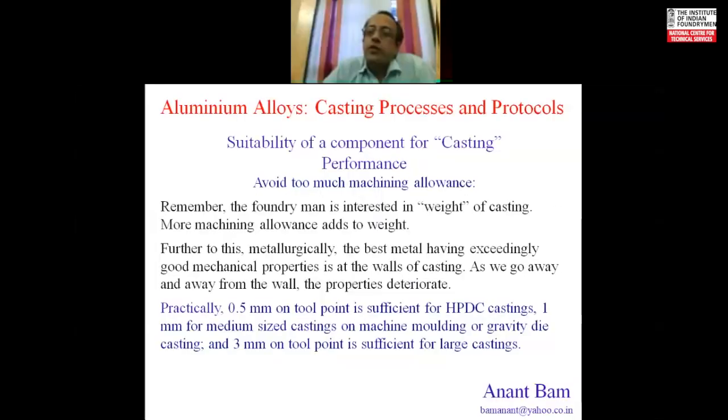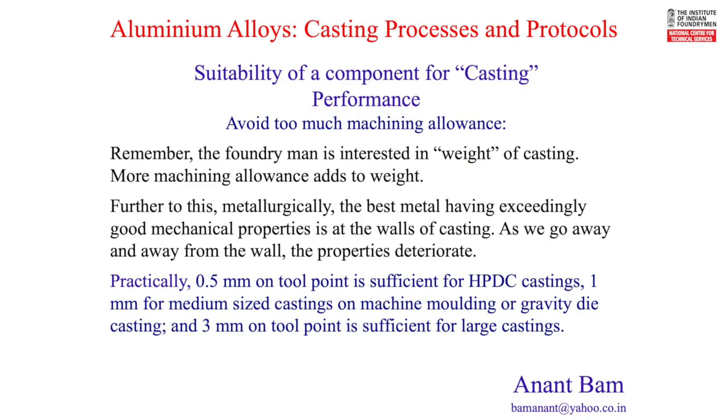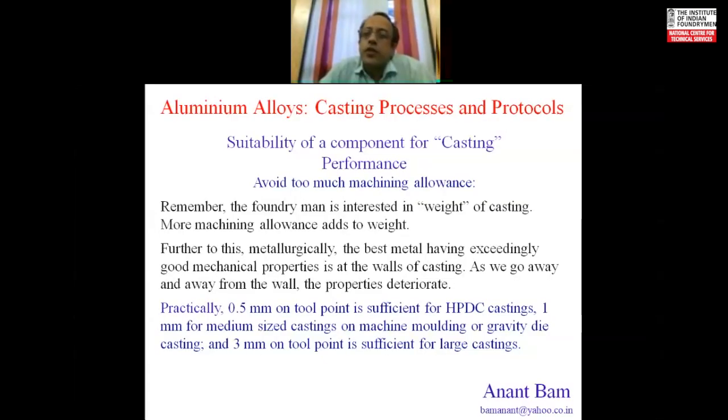Too much machining allowance has to be avoided because any swollen casting adds to the mass, and nowadays parties are asking for a per piece basis. The lighter the casting, the more is the benefit to the foundries. Also, metallurgically, the skin of the casting is the earliest solidified portion, and hence it has got the best metallurgical and mechanical properties, and we are removing that by machining. We should go for the smallest or minimum possible machining allowance.